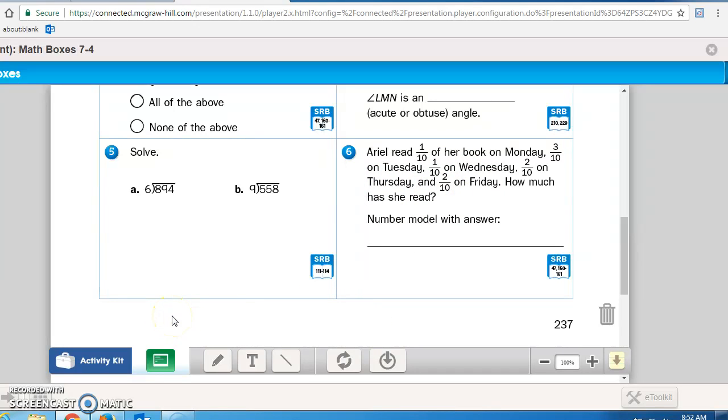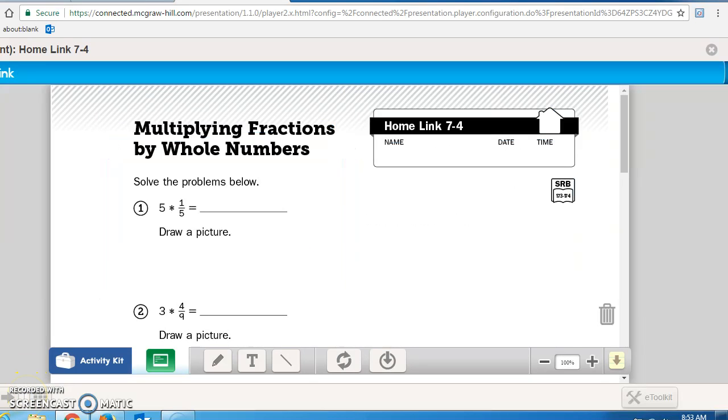Pause the recording now, do Math Journal page 237, and go check it in the answer key. Any that you got incorrect, bring it back to me, and I'll explain what happened, and then turn the recording back on to hear your final step for this lesson.